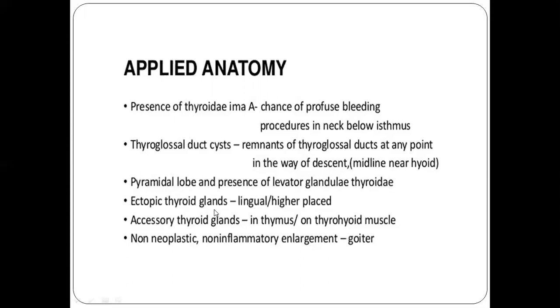Ectopic thyroid glands: the thyroid gland is at a normal position, but there are other foci, like the lingual thyroid, present at the root of the tongue, because the thyroglossal duct comes down, descending from the foramen cecum. So sometimes the ectopic thyroid is present at the root of the tongue, that is called the lingual thyroid, or at a higher place, above and below the hyoid bone. Accessory thyroid glands may also be present in the stomach, or in the thyroid muscles.